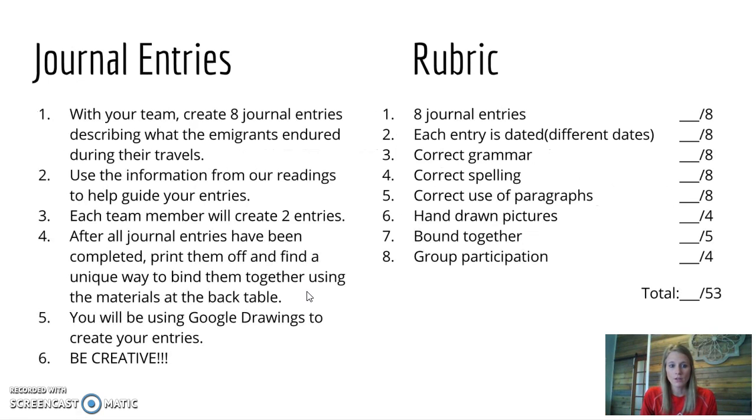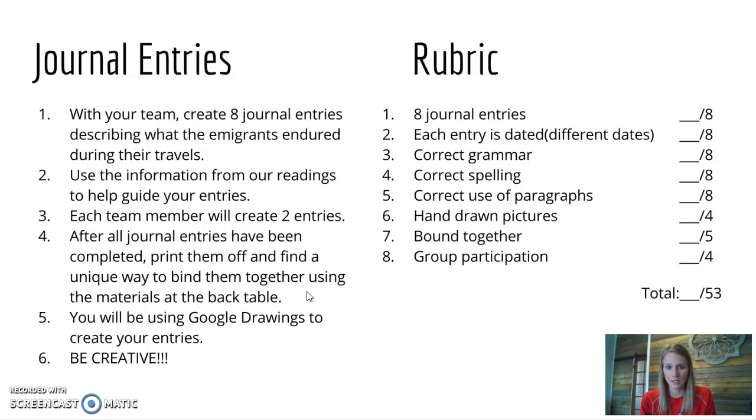So, for your journal entries, you will be creating 8 total. You will be describing what they were enduring throughout their travels. You're going to be using the information that we've done through the past couple readings in order to complete these. So take what you've read and apply it to each entry. Each team member will complete 2 entries since there are 4 of you and we need 8 total.